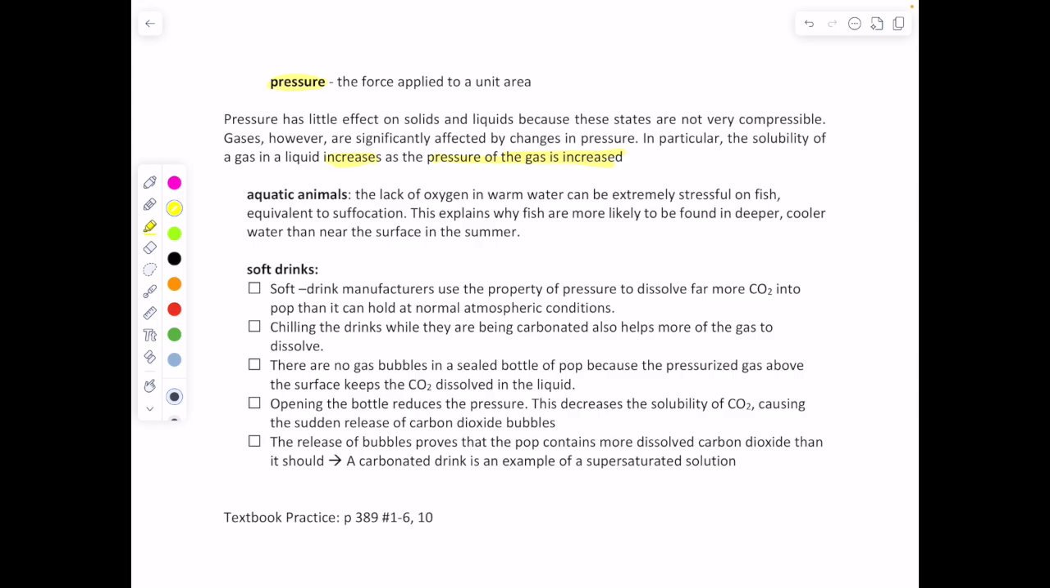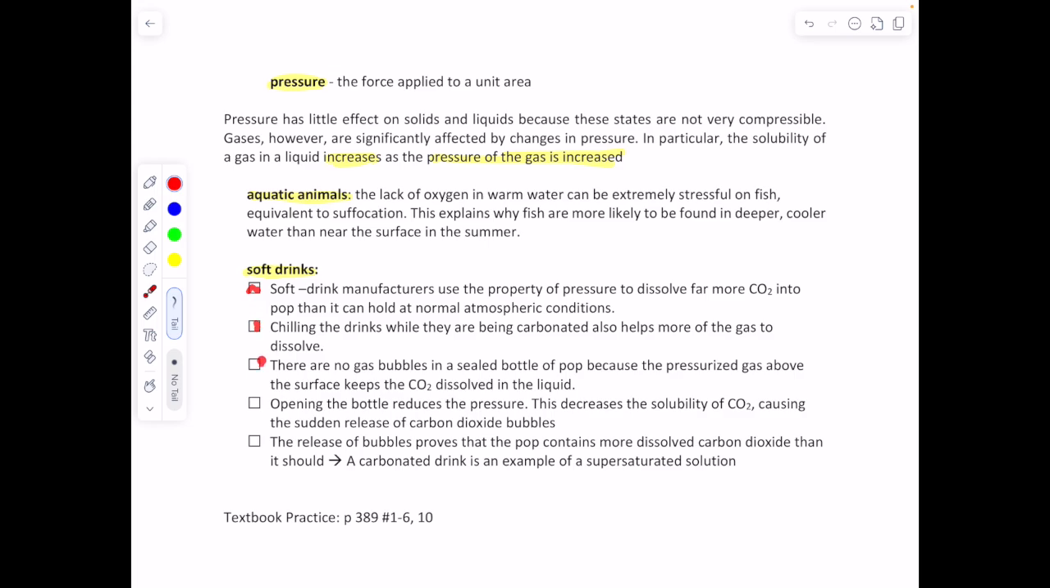This is important for aquatic animals. The lack of oxygen in warm water can be extremely stressful on fish, equivalent to suffocation. This explains why fish are more likely to be found in deeper, cooler water than near the surface. This also explains soft drinks. Soft drink manufacturers use the property of pressure to dissolve far more CO2 in pop than it can hold at normal atmospheric conditions. Chilling the drinks while they are being carbonated also helps more of the gas dissolve.